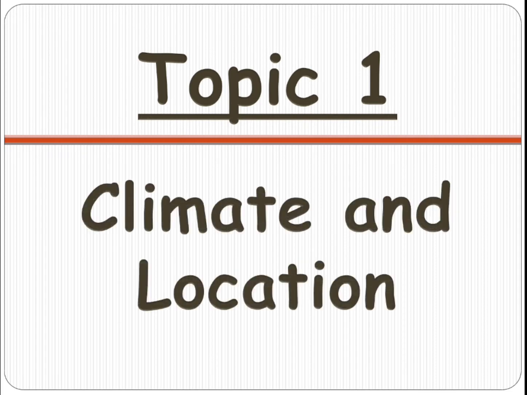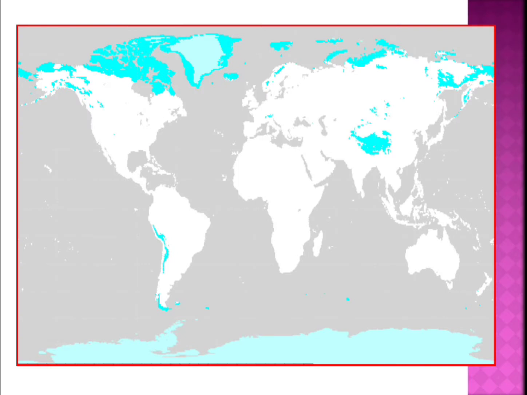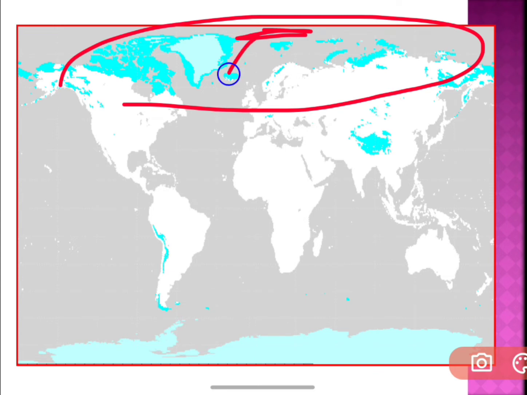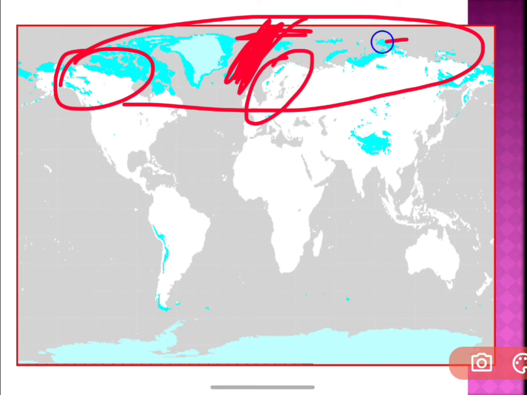First let's learn about the location, children. The region around the North Pole. This is your North Pole, isn't it? The region around the North Pole, including the Arctic Ocean. Here is the Arctic Ocean. So including that Arctic Ocean and northern parts of North America, Europe, and Asia experience this tundra region. These places have tundra region and they experience the cold climate.